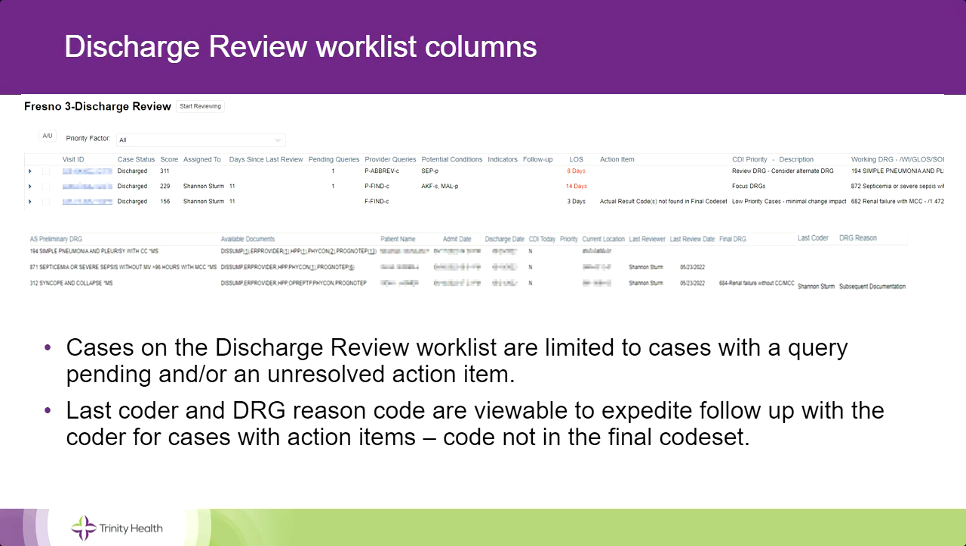Our discharge review work list columns are identical to the subsequent review, with the exception that we added the last coder and the DRG reason code at the very end of the work list, so that those are viewable to the CDS to help them expedite following up with the coder, especially for those action items where the coder might not have captured our code in their final code set. So we can get that reconciliation discussion via email started and prioritized. And again, our cases are limited to those with a query and that one action item. Our CDSs do follow up on their own pending queries at discharge.